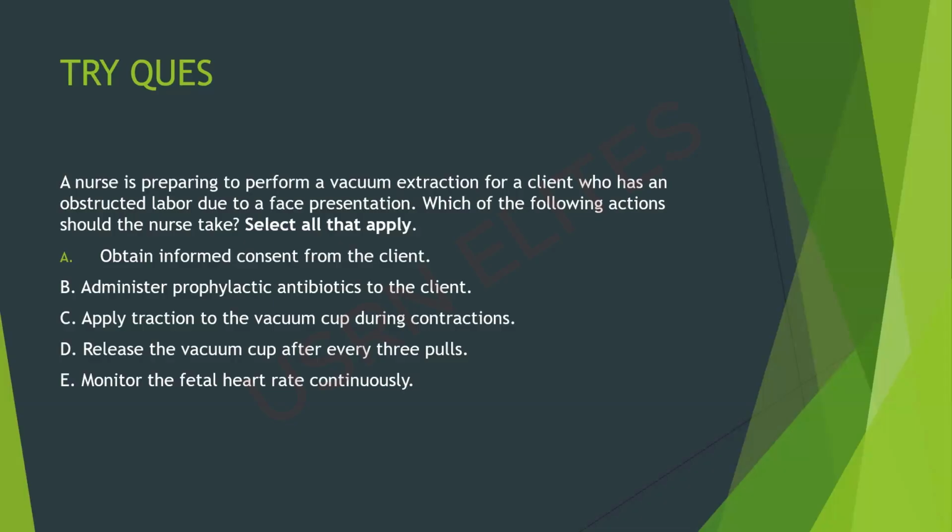Okay, so once the head is delivered, we release our vacuum cap because the rest of the delivery becomes so simple, unless maybe there's a shoulder dystocia. And with this shoulder dystocia, we can use this thing. All right. So once the head is delivered, the labor has ended.